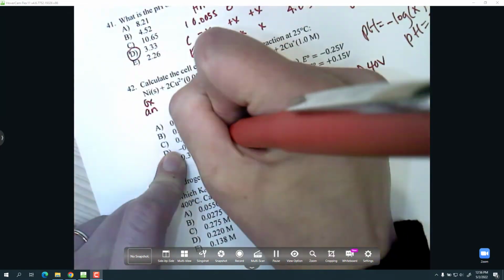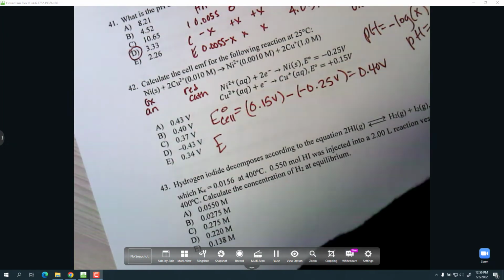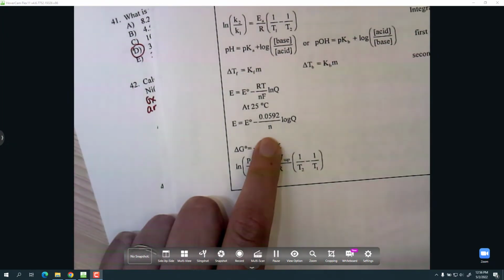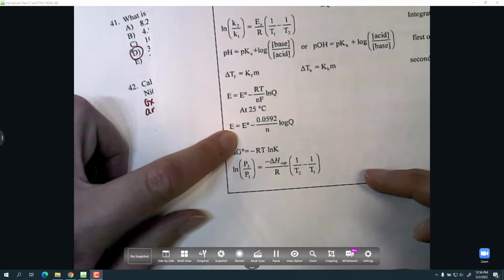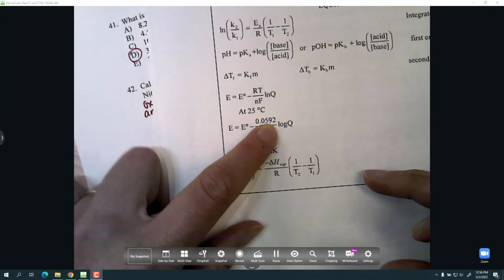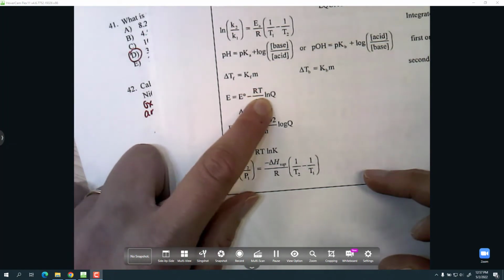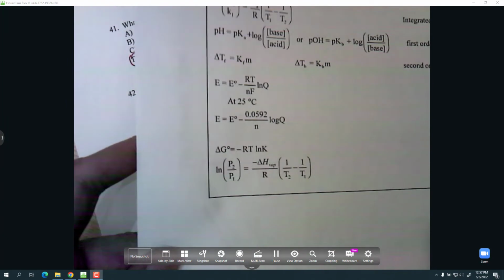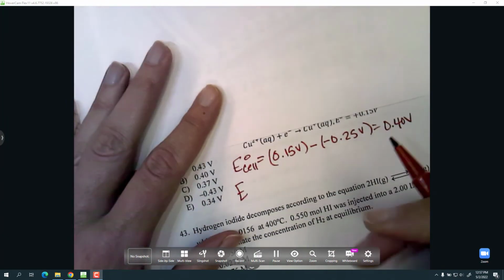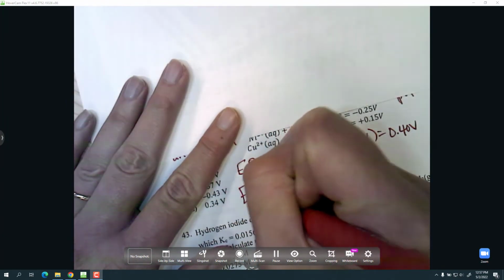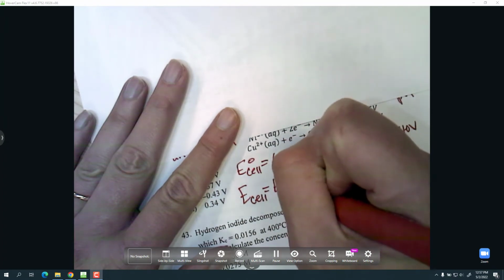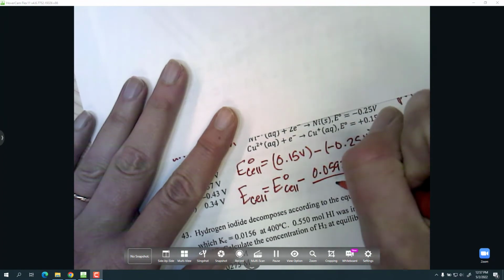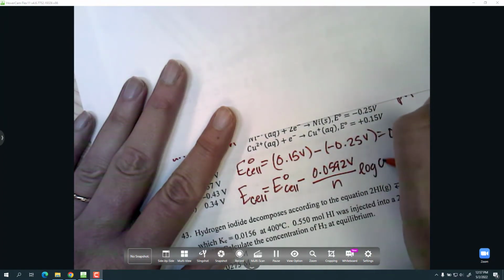E cell, let me just pull out my equation sheet so we are all looking at the same thing here. I'm going to go ahead and use this one, I guess. These are both the Nernst equation, just different forms. This one has constants plugged in, this one doesn't. This one's natural log, this one's log. I'm just going to pick the one that has the constants plugged in, less places to make a mistake. So E cell equals E cell standard minus 0.0592, and that's the volts part, divided by n, log of Q.